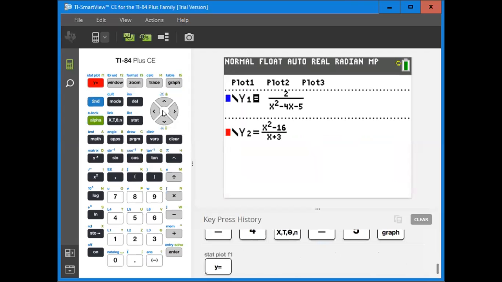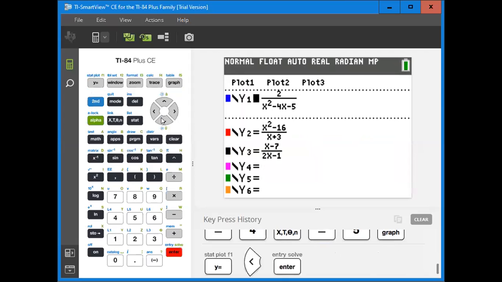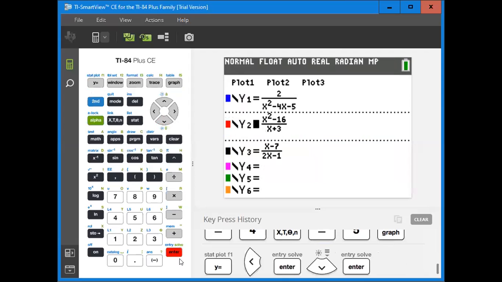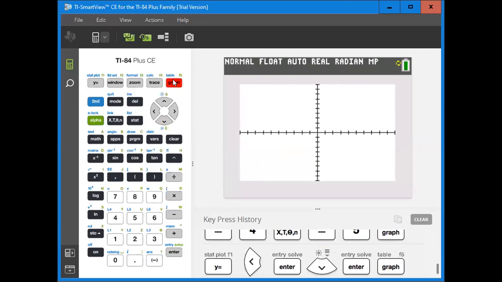And I'm going to go to y equals, and I cheated just so I didn't have to type these in and make the video take longer. So let me turn that one off and turn the second one on and go to the graph and let it load.